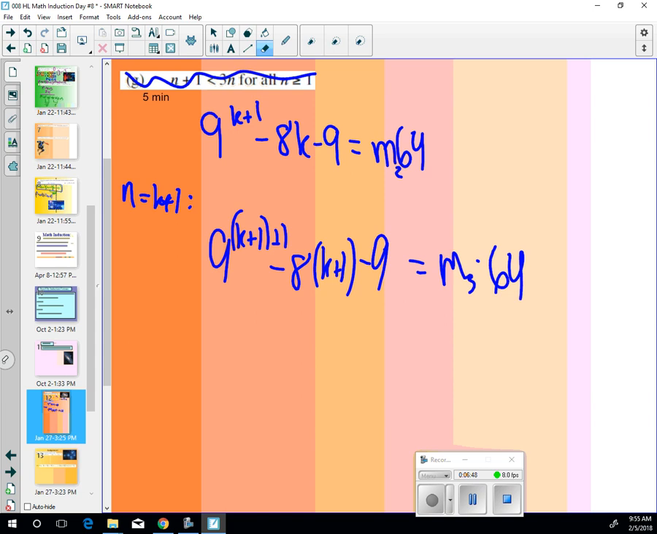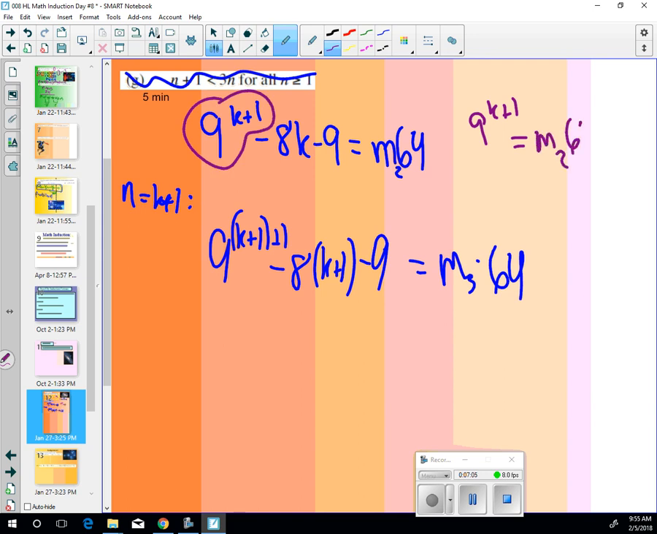So erase all that and go to this point here. What is 9 to the k plus 1 equal to? Solve for that. What's that equal to? M2 times 64, then what? Plus 8k plus 9. Do you agree with that? Okay. So wherever I see this, I can replace it with that.